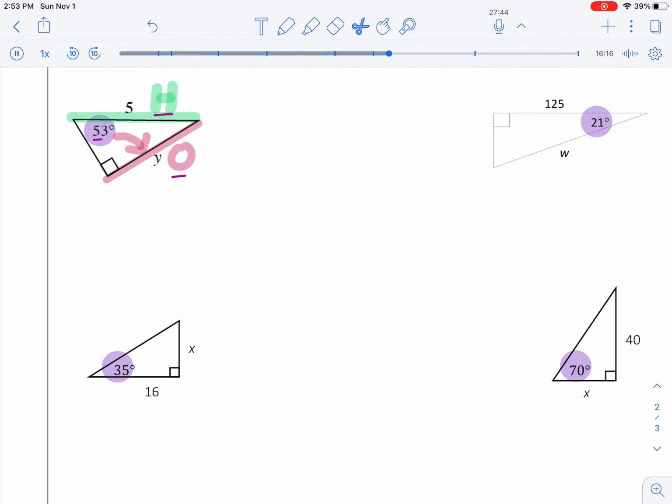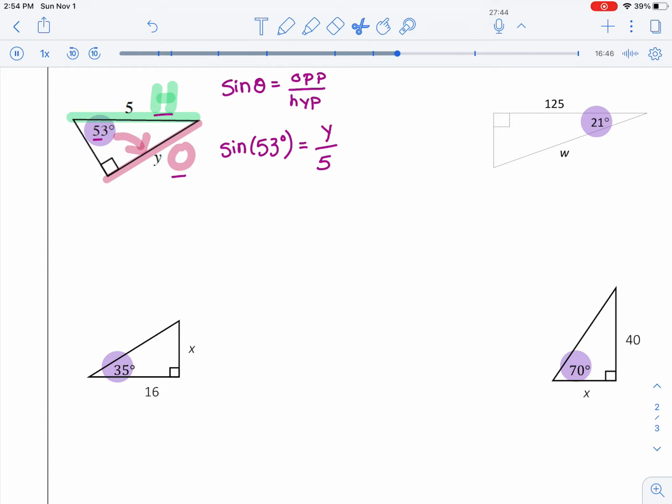Well, I know that the sine of an angle is equal to the opposite side divided by the hypotenuse. So I can say that the sine of my angle, 53 degrees, equals the opposite length, y, divided by my hypotenuse of 5. But now I need to solve for y.